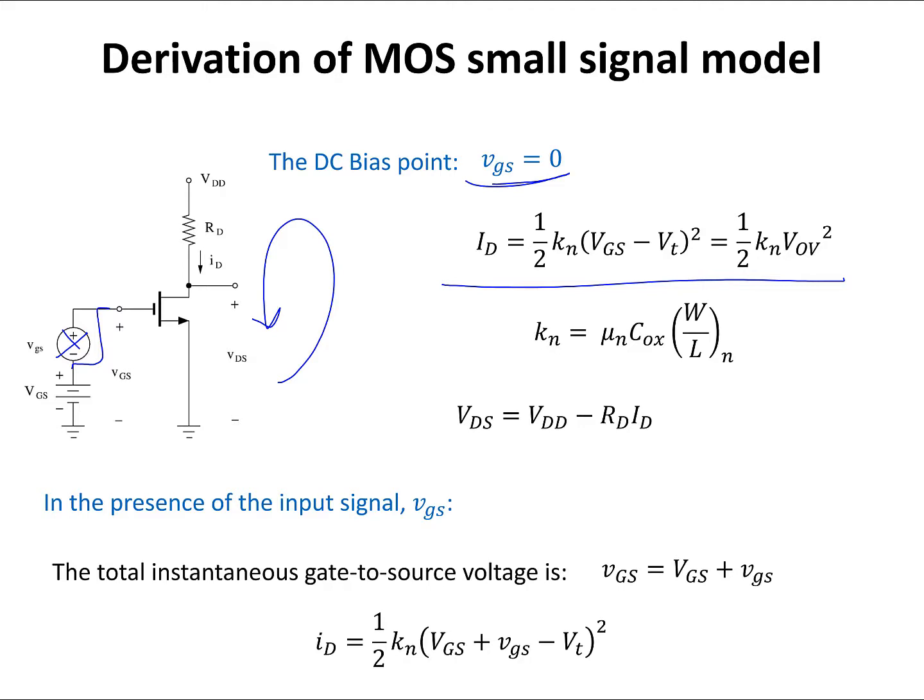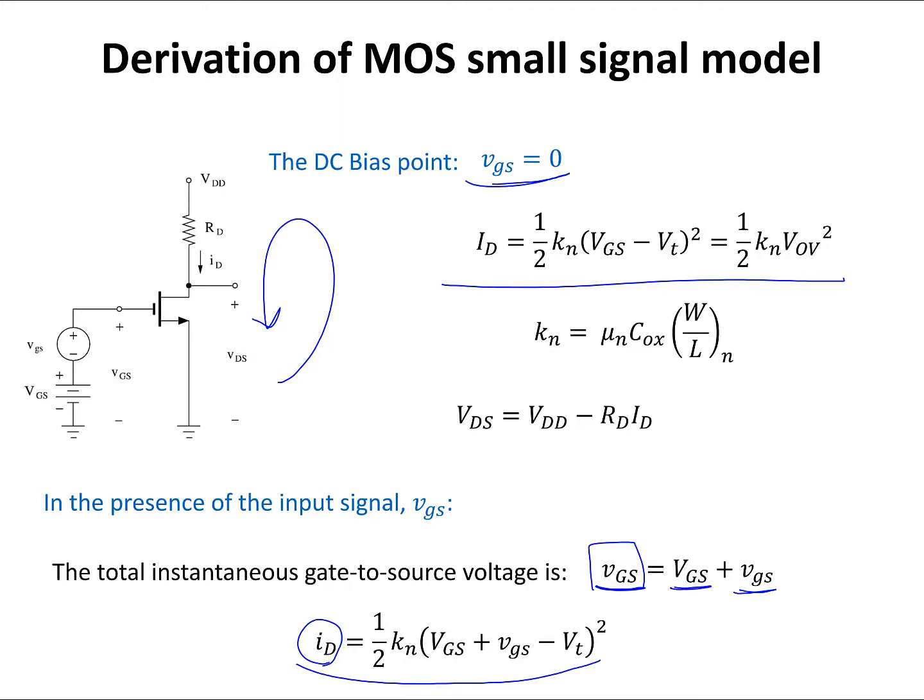Now, what happens if you apply a signal, or small vgs, to this circuit? I can write the total instantaneous gate to source voltage as the summation of the bias part, or the constant part VGS, plus the signal part, or small vgs. If you use this total gate to source voltage in the drain current equation, you're going to have an equation like this. At this point, I'm going to represent the drain current with lowercase i subscript uppercase D. That means this drain current has both a signal component and a bias component.